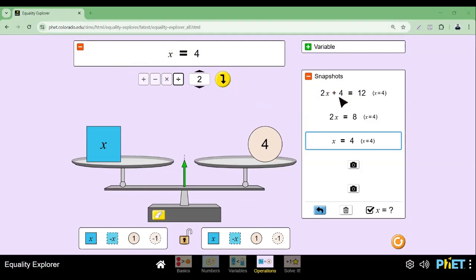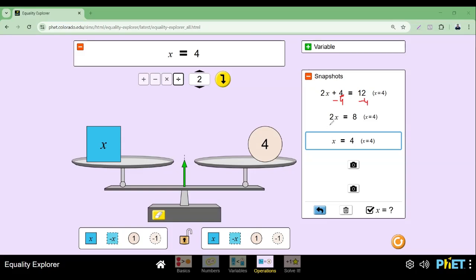Look at this. In the beginning, it was 2x plus 4, which is equal to 12. That was what was there in the beginning. Then we subtracted a 4 on both sides, this side also and this side also. Why did we subtract? Because 4 is added here in the initial equation. I want to remove it, so what is the opposite of addition? It is subtraction. So I'm going to subtract a 4, subtract a 4.